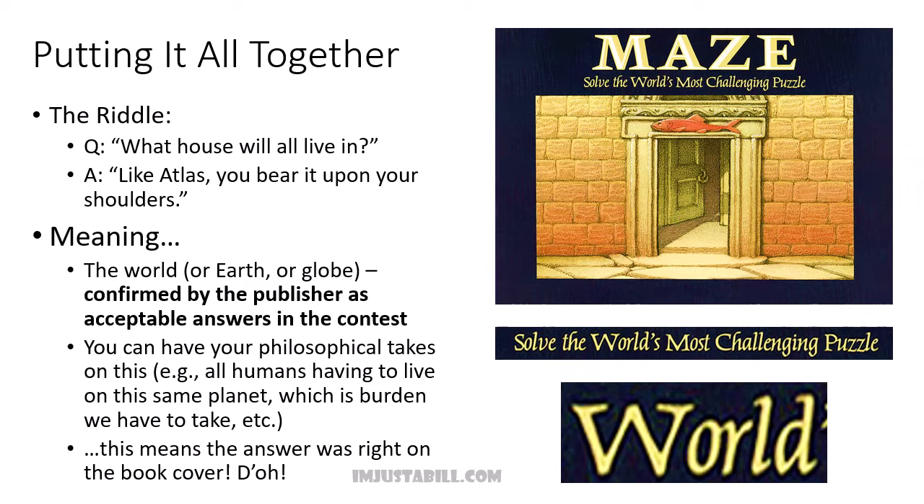Now let's put it all together. The riddle that is hidden in room 45, we solved that in part 2. What house will all live in is the question. The answer we get along the shortest path is like Atlas, you bear it upon your shoulders. What does that mean? Well, what does Atlas bear upon his shoulders? It's the world, or the earth, or a globe.